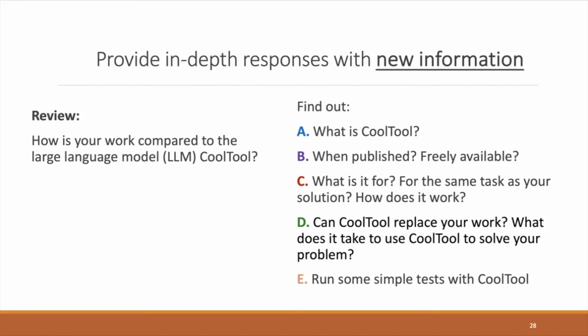And so what is a cool tool? Suppose it's this large language model based solution called Cool. When it's published, is it available? If it's not available, you cannot compare it. What is it for? Lots of times the solution is for something else, not your goal. It's for a different type of task. Finding that out will help you answer the reviewer's question. Run some simple tests, and so there's lots of things for you to do.